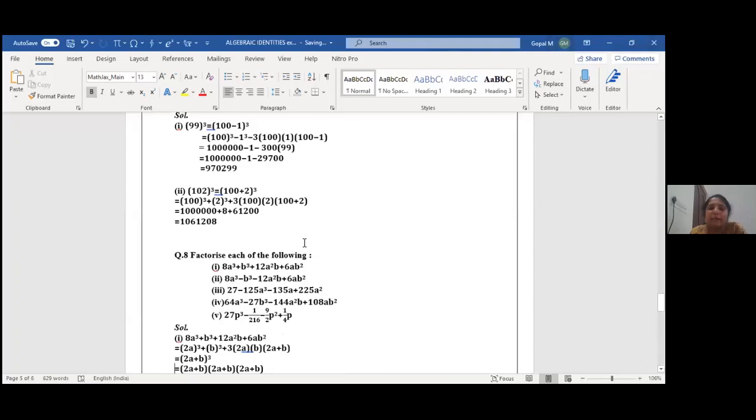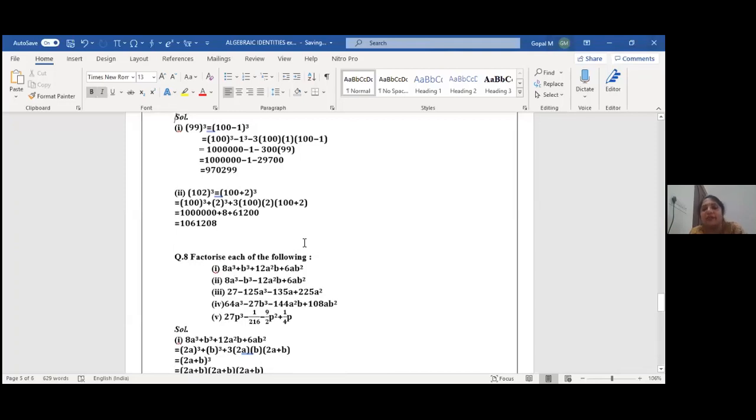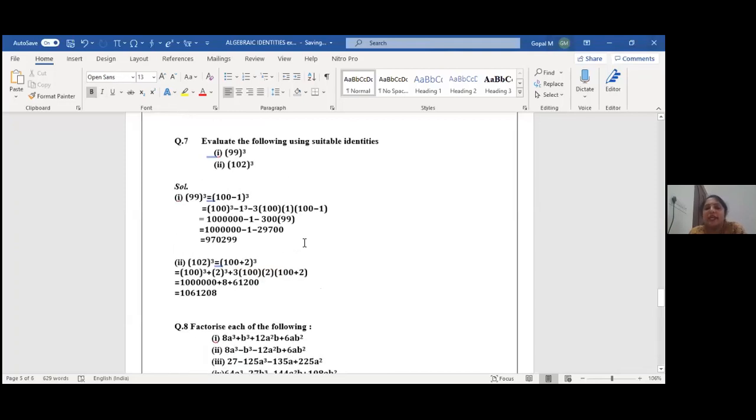Then with the sum, 3 more identities I am going to explain: a cube plus b cube, a cube minus b cube, and based on the 8th identity, a conditional identity is there. Total 11 are there. Okay, ma'am.